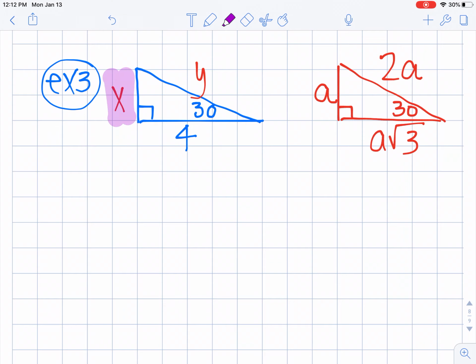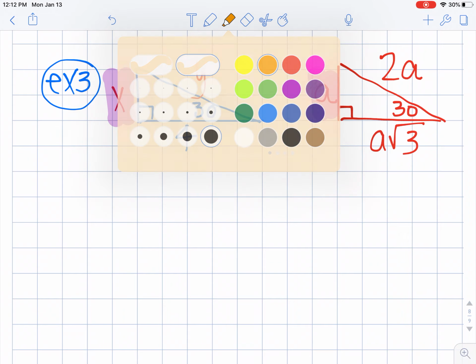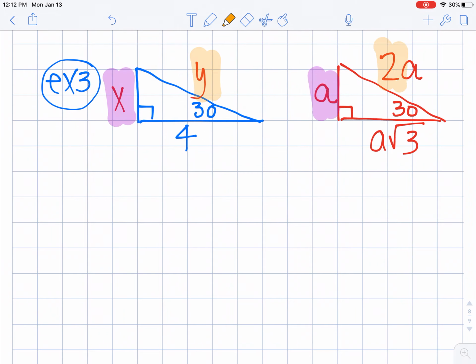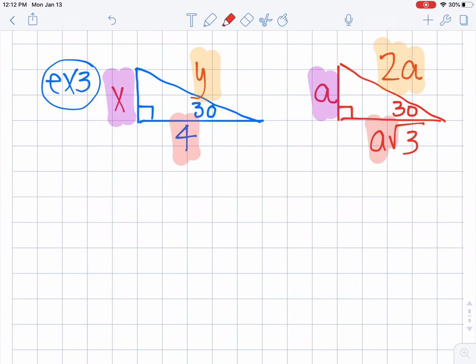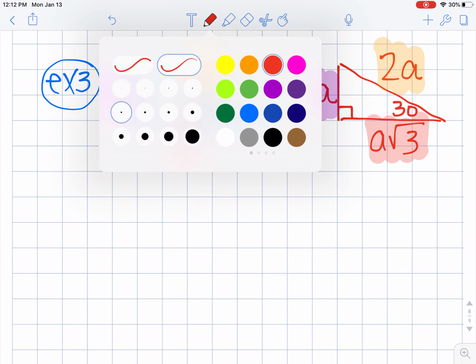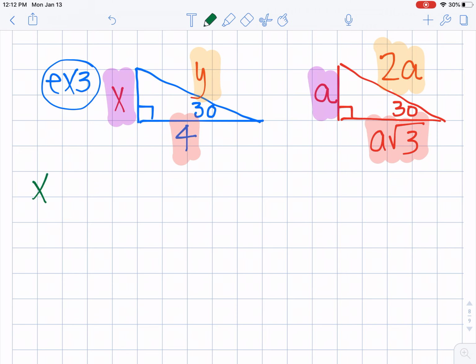I notice that x matches with a. I notice that y matches with 2a. And I notice that 4 matches with a times the square root of 3. So I'm going to write out all these equations. x matches with a, y matches with 2a, and 4 matches with a times the square root of 3.